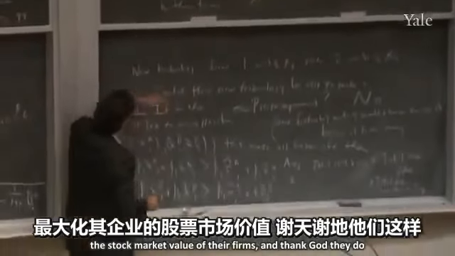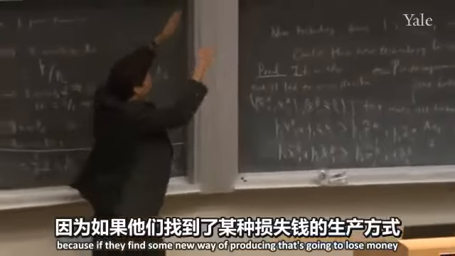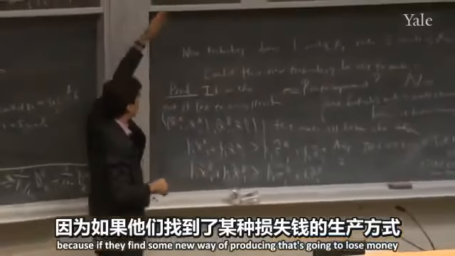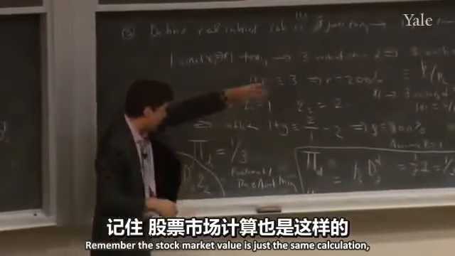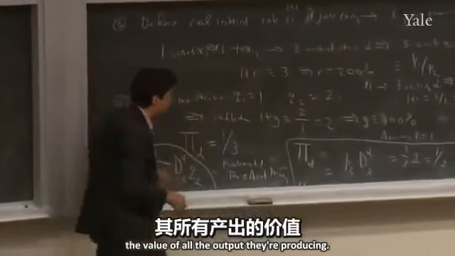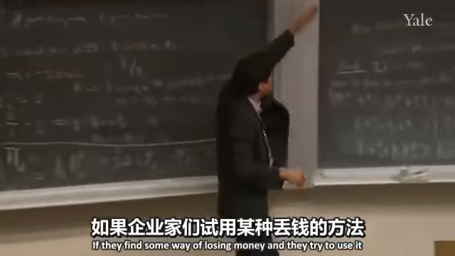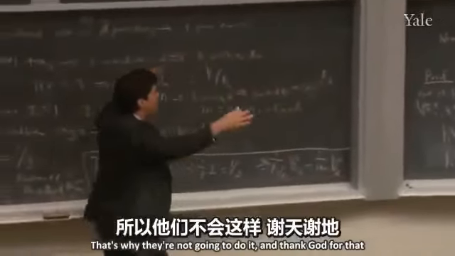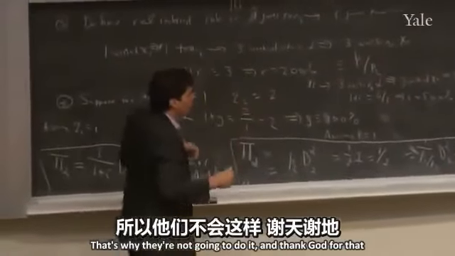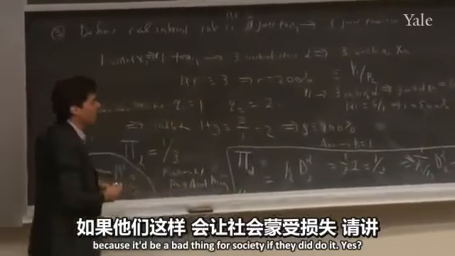And thank God they do, because if they find some new way of producing that's going to lose money, it's going to make the stock market value go down. Remember, the stock market value is just the same calculation, the value of all the output they're producing. If they find some way of losing money and they try to use it, it'll make their stock market value go down. That's why they're not going to do it. And thank God for that, because it would be a bad thing for society if they did do it.